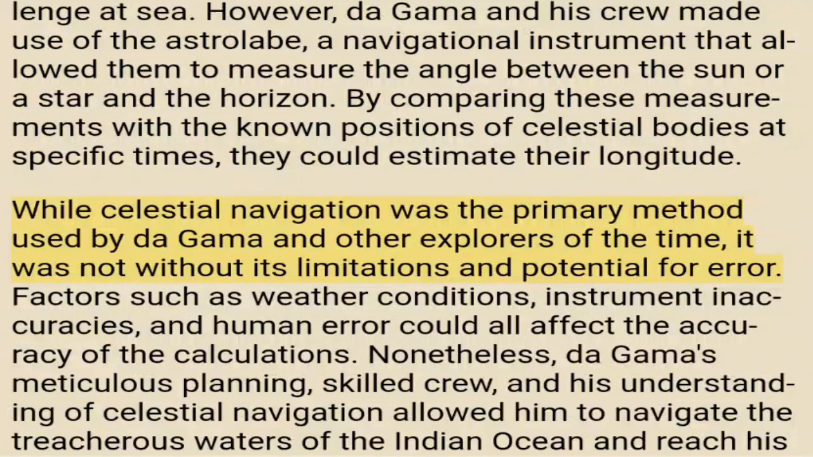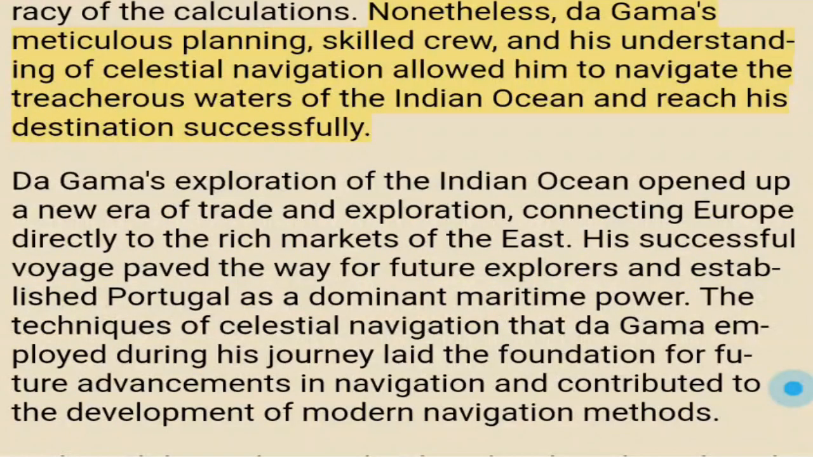While celestial navigation was the primary method used by Da Gama and other explorers of the time, it was not without its limitations and potential for error. Factors such as weather conditions, instrument inaccuracies, and human error could all affect the accuracy of the calculations. Nonetheless, Da Gama's meticulous planning, skilled crew, and his understanding of celestial navigation allowed him to navigate the treacherous waters of the Indian Ocean and reach his destination successfully.